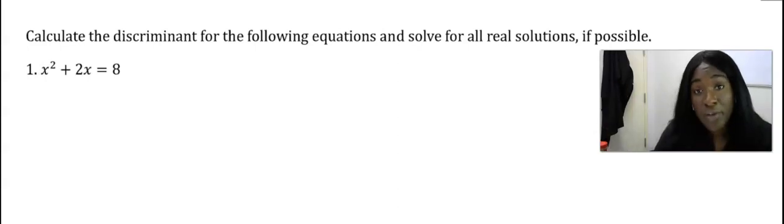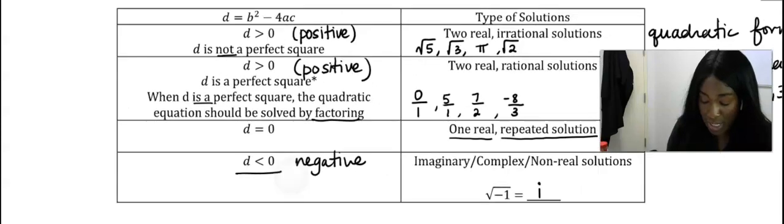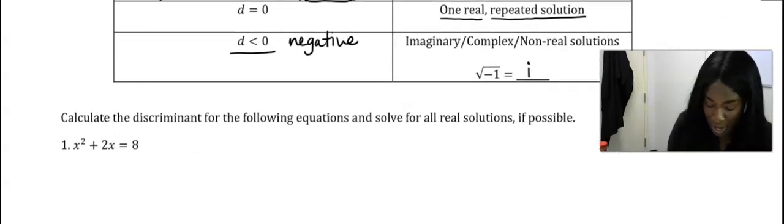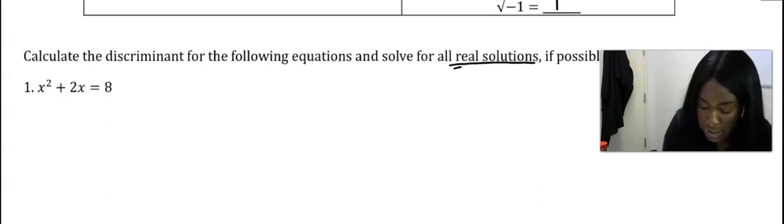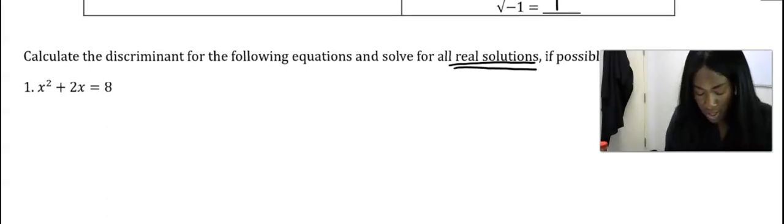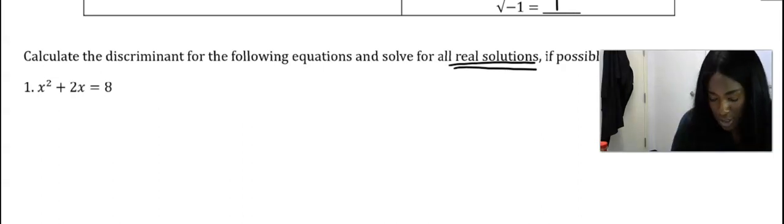Here is our first example. We first want to calculate the discriminant. The discriminant will then tell us what kind of solutions we have, and then we will find all of the real solutions. So we're not going to be answering anything with imaginary numbers just yet.